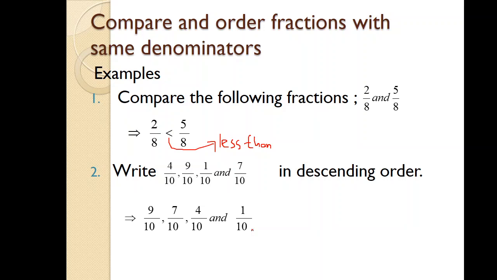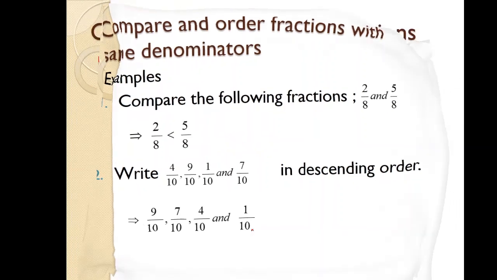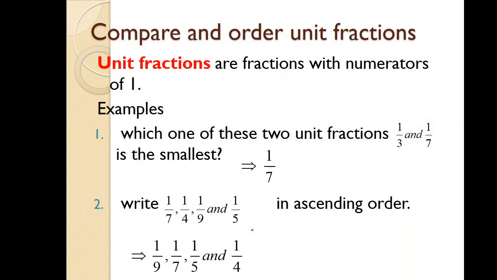Now let's look at how to compare and order unit fractions. First, what are unit fractions? These are fractions with numerators of 1. Every fraction that has a numerator of 1 is called a unit fraction. No matter how big the denominator is, it's just a unit fraction. Even 1 over 100. We didn't do this yet, but 1 over 100 still is a unit fraction because the numerator is equal to 1.